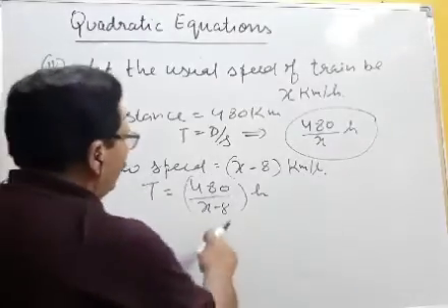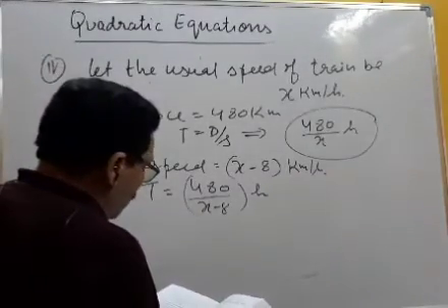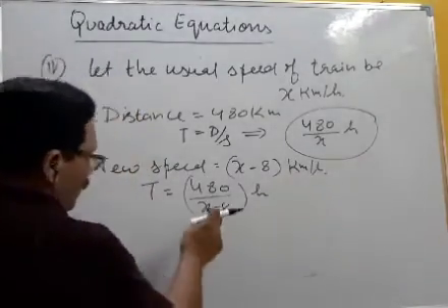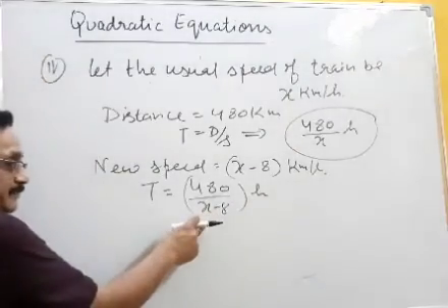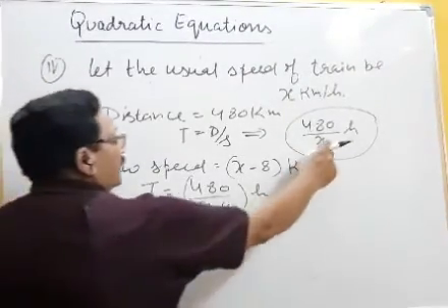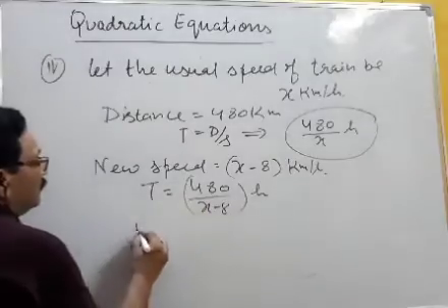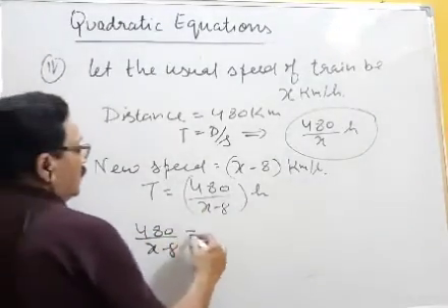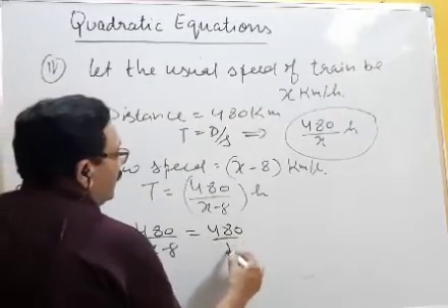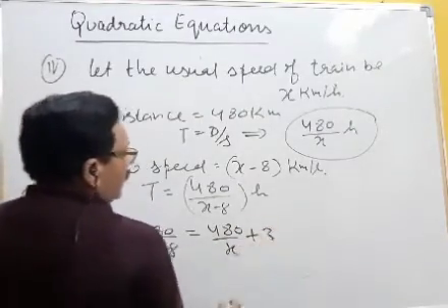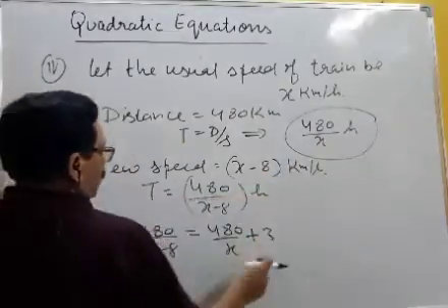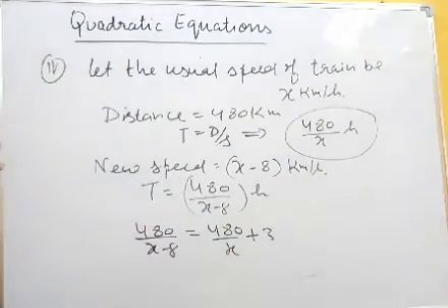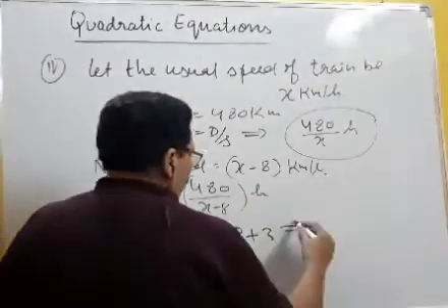So this difference is given, how much difference is coming? It takes 3 hours more. When the train travels with this speed, this time is 3 hours more than the other. So you can write 480 upon x minus 8 equal to 480 upon x plus 3. If I add 3 hours to that, these two times will be the same.